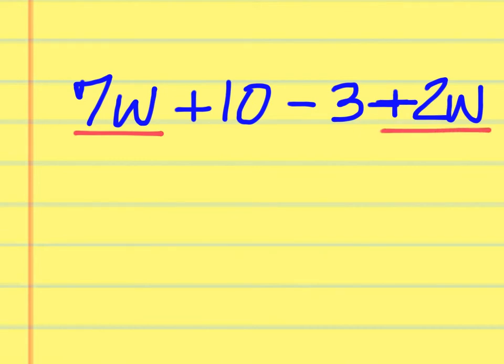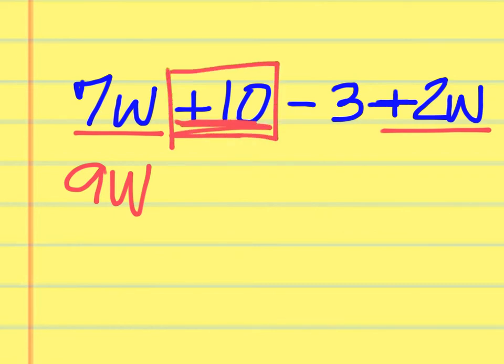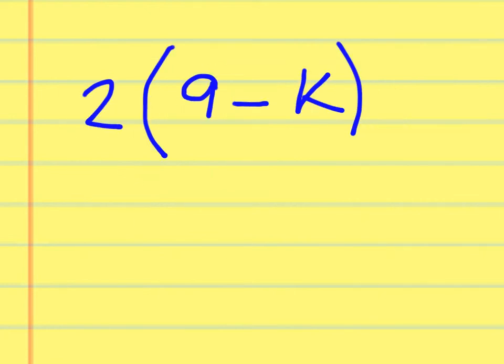You just need to simplify like terms. 7w plus 2w is 9w. And then 10 minus 3 is a positive 7, so you have to put plus 7.